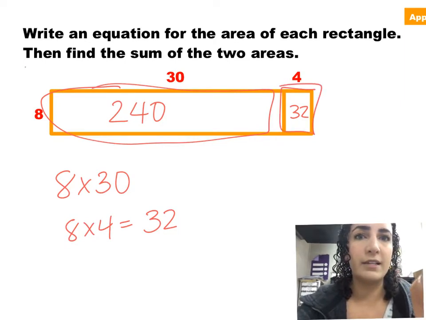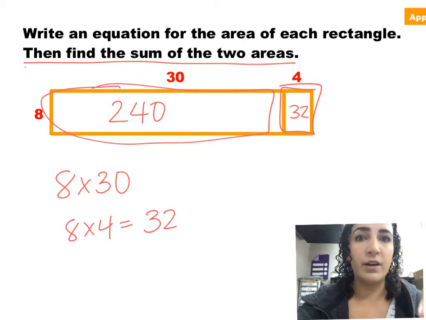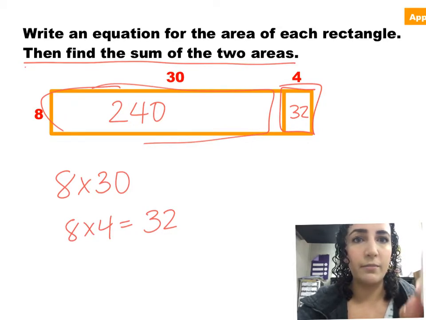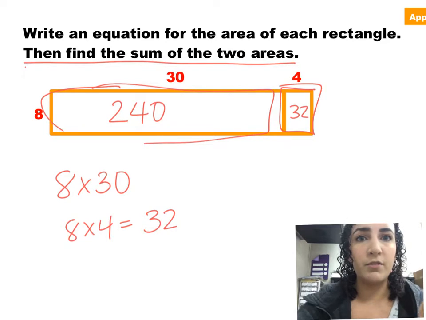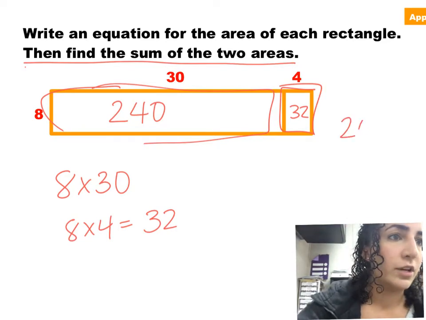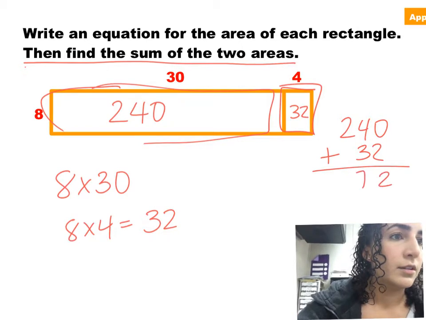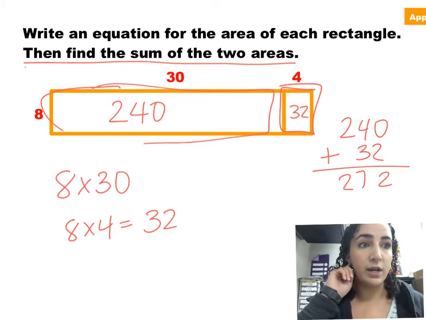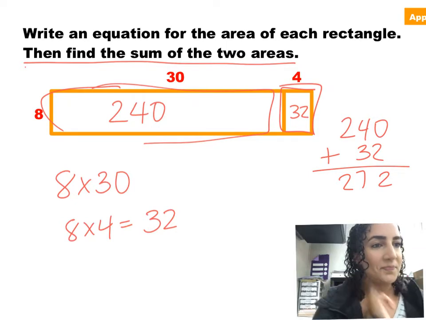Oh, I missed the last step. Find the sum of the two areas. I missed that. Is this an eraser? Yes, it is, but it's not as good as my old one. Okay, whatever. All right, find the sum of the two areas. We can do that. So 240 plus 32. Okay, so the sum of the two areas is 272. Okay, we can do this.